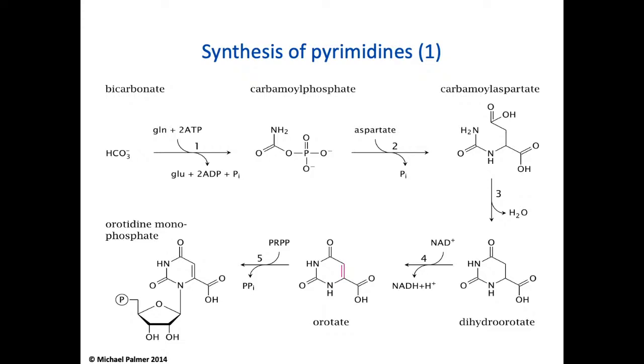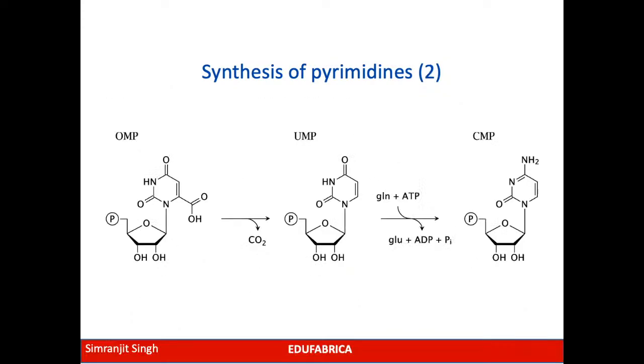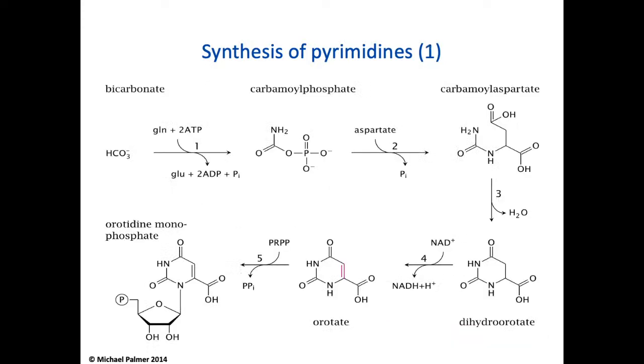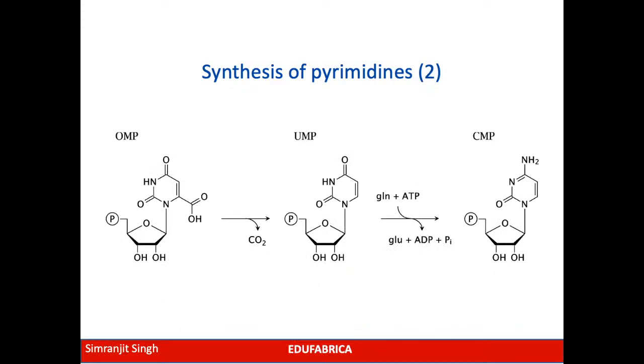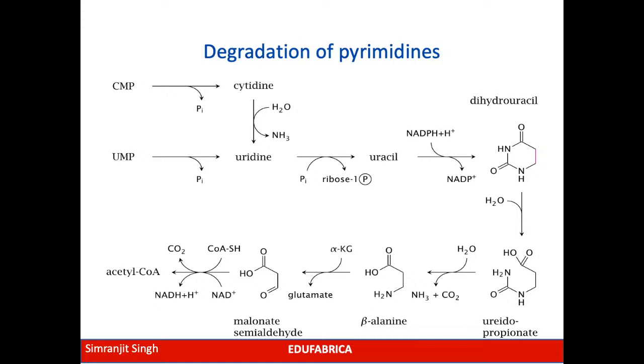For example, in the synthesis of pyrimidines, this is the first section. You have bicarbonate in the presence of glutamine and ATP. It produces glutamate, ADP, and phosphate. Then carbamoyl phosphate is made. Then aspartate is able to remove the phosphate group, and you have carbamoyl aspartate, which gives rise to dihydroorotate, and further orotate, and then orotidine monophosphate. This OMP gives rise to uridine monophosphate, and then CMP, cytidine monophosphate. Then CMP and UMP together make cytidine and then uridine. Then from uridine, uracil is produced. Then dihydrouracil, then ureidopropionate, then beta-alanine, then malonate semialdehyde, then acetyl coenzyme A.